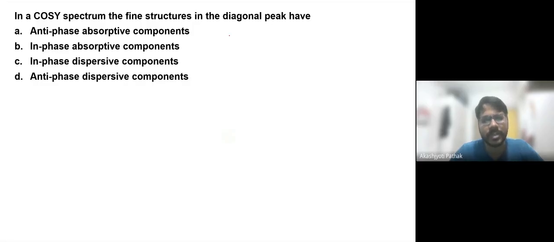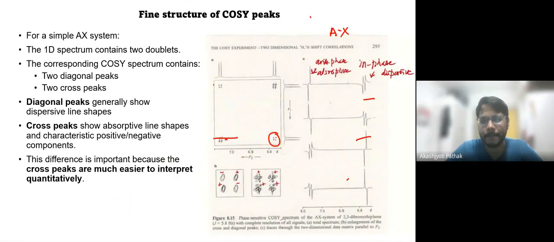What will be the answer for this question? So we saw that the diagonal peaks will have dispersive components, right? So they will have in-phase dispersive components. We saw this right now. You can see here plus, plus, plus, plus. So that means that all the diagonal peaks are having in-phase dispersive components.